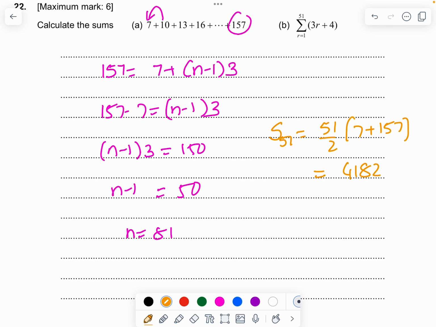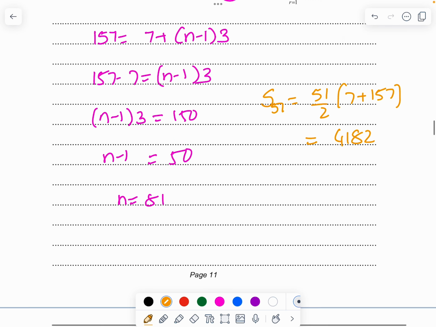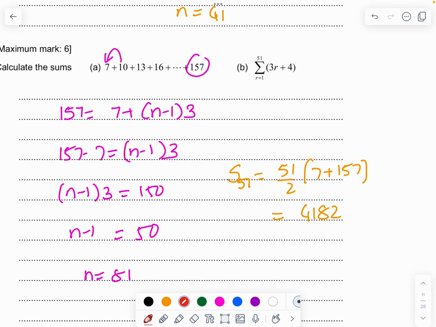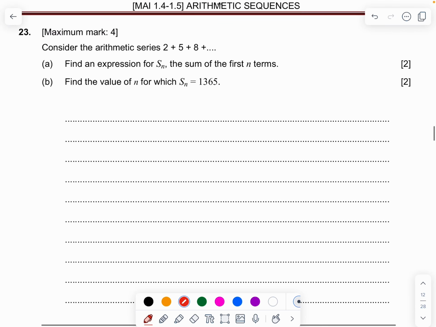as 4182. Now for part B, use the graphing calculator and you can directly get it as 4182. Question 23. Consider the arithmetic series. Find the expression for Sn.